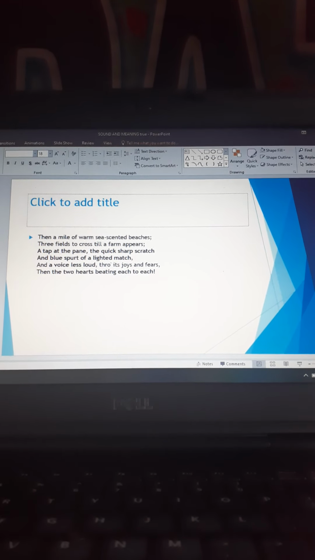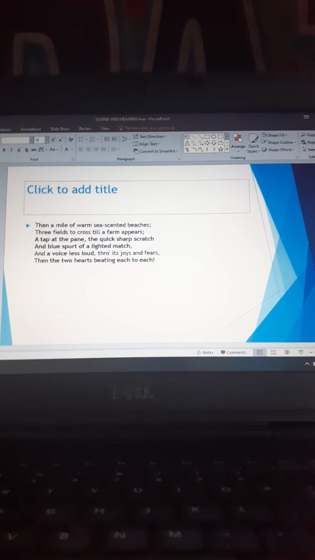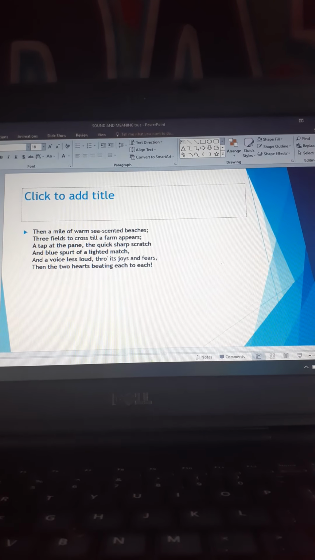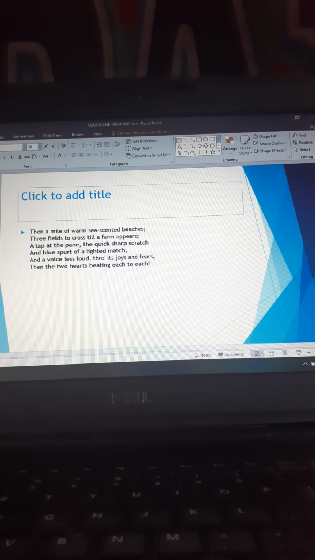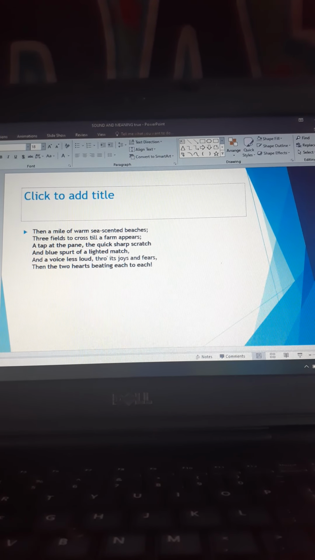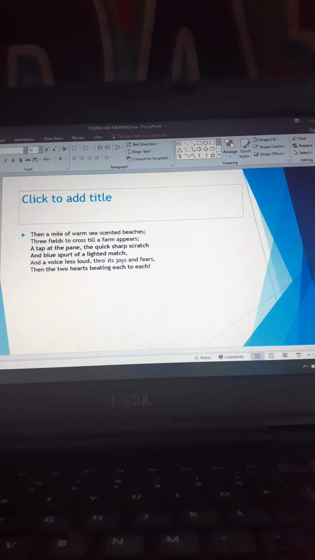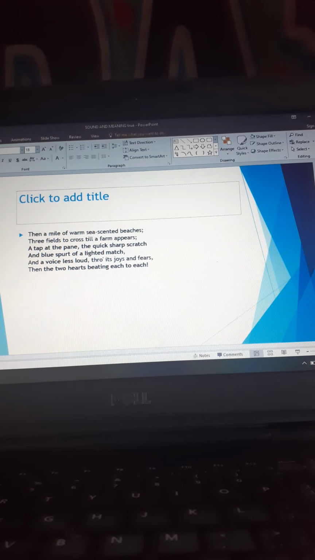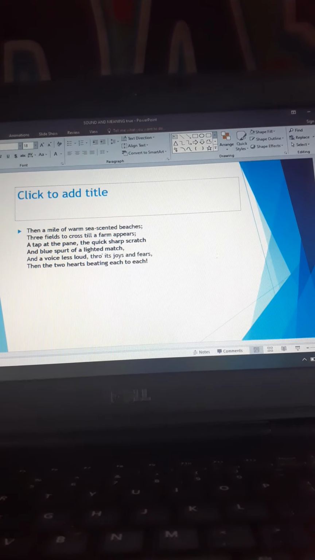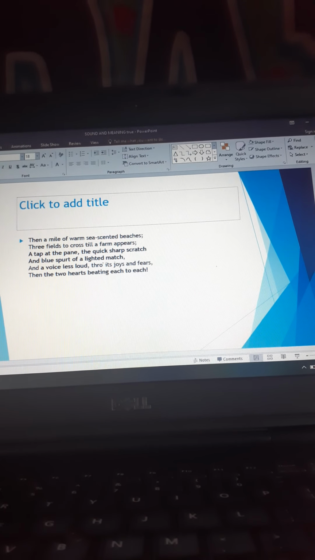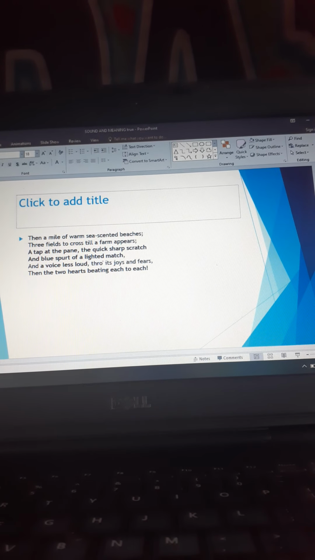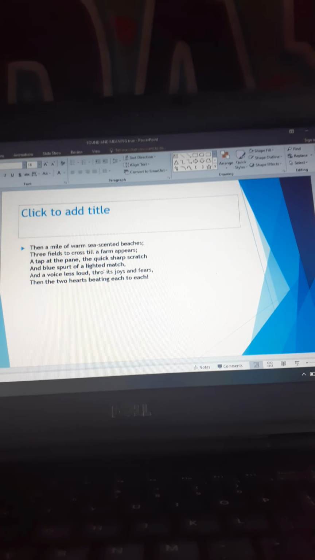Then a mile of warm sea-scented beaches, three fields to cross till a farm appears, a tap at the pane, the quick sharp scratch and blue spurt of a lighted match, and a voice less loud through its joys and fears than the two hearts beating each to each.